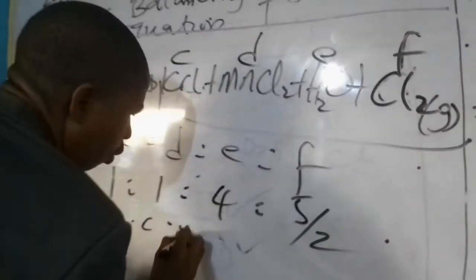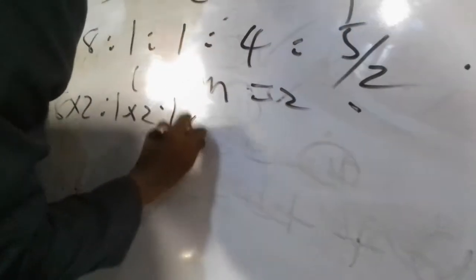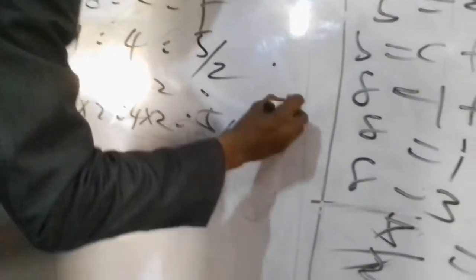To find the LCM, let's multiply. Our LCM is equal to 2. Multiply each term by 2. That's 8 multiplied by 2, ratio 1 times 2, ratio 1 times 2, ratio 4 times 2, ratio 5 over 2 multiplied by 2. This 2 cancels 2. 8 times 2, that's 16. 1 times 2, that's 2. 1 times 2, that's 2. 4 times 2, that's 8.